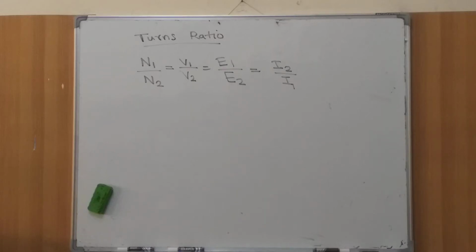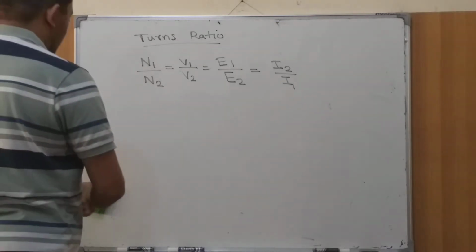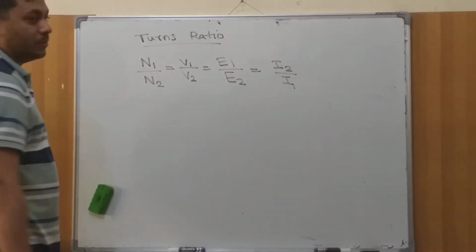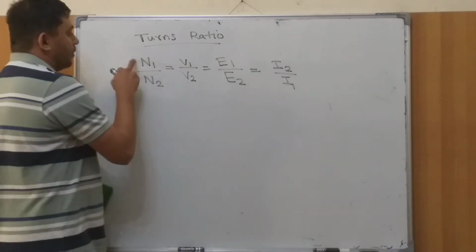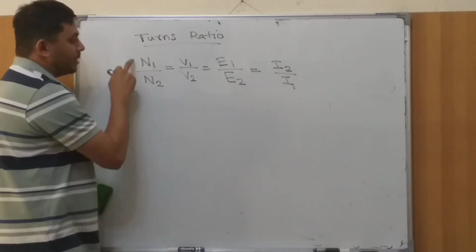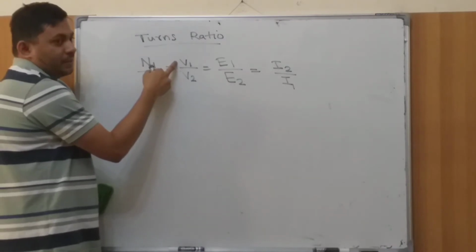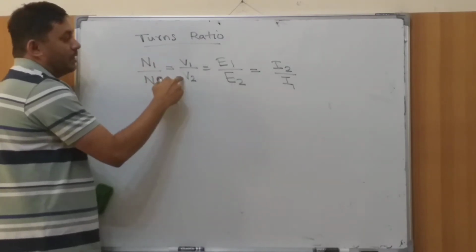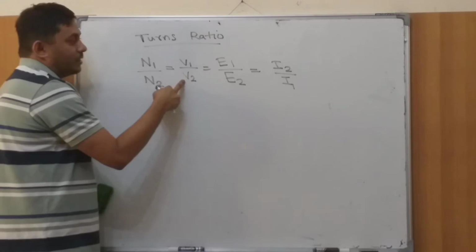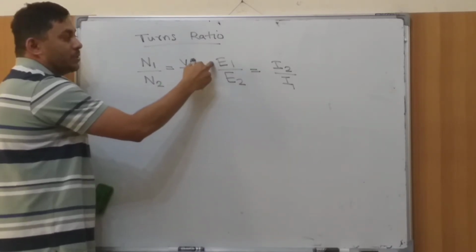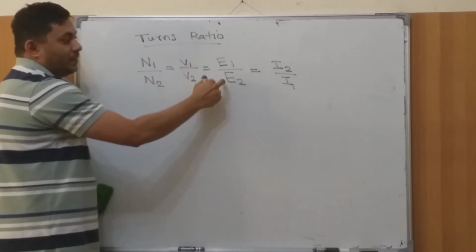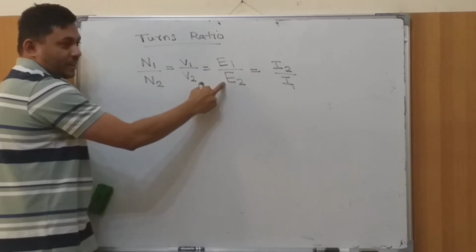Okay, so this is the currents ratio: N1 by N2 is equal to V1 by V2, that is equal to I2 by I1. So these are the primary turns and secondary turns of the primary and secondary coils. V1 is the terminal voltage, right? The applied voltage at the primary and terminal voltage at the secondary. E1 is the induced voltage at the primary, whereas E2 is the induced voltage at the secondary.